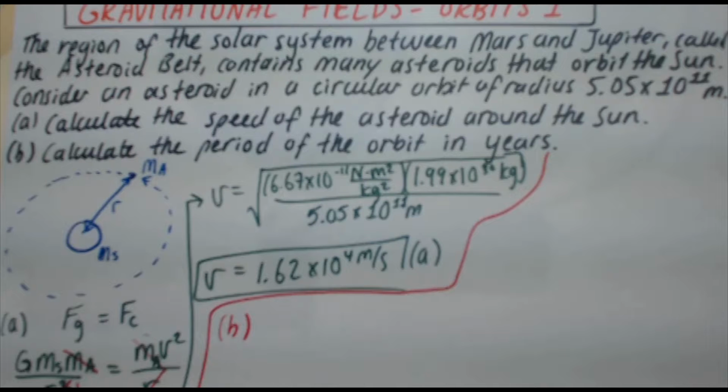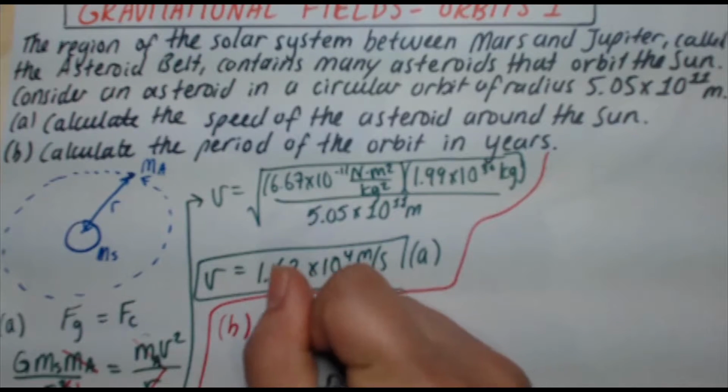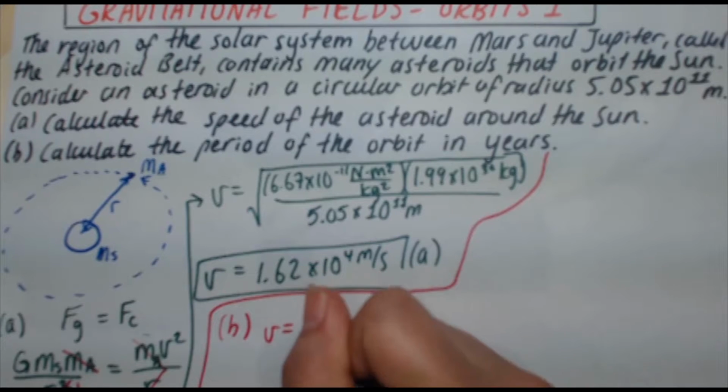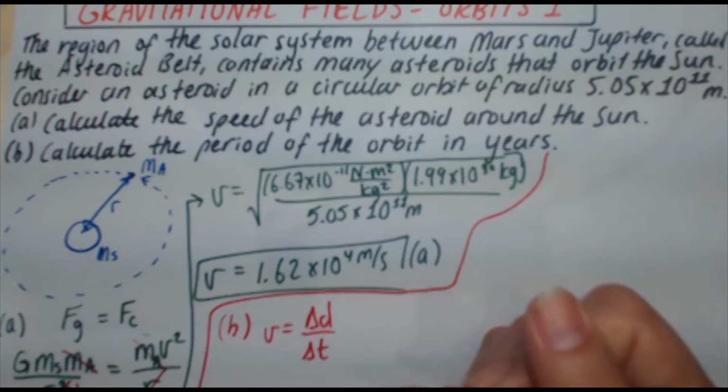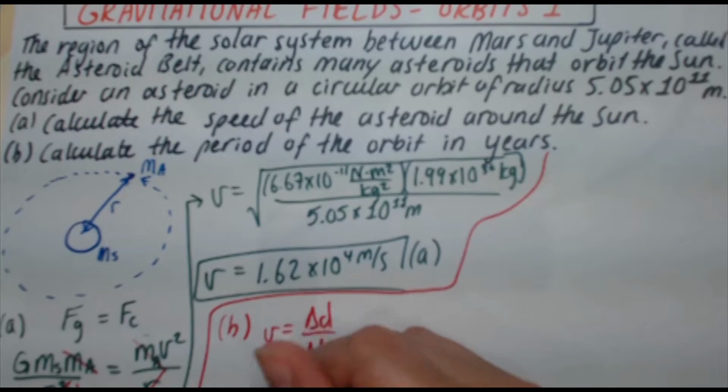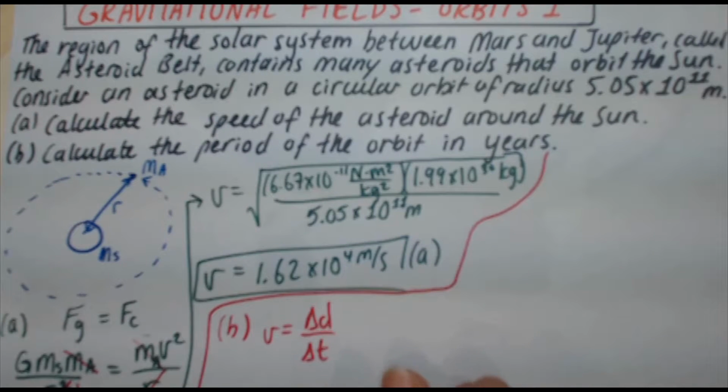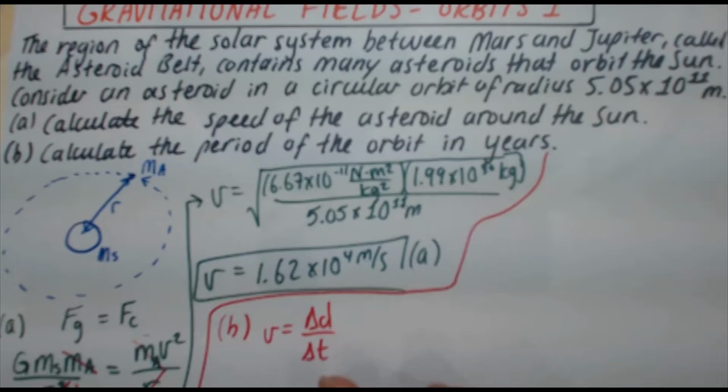So in order to solve this, you want to think back to the original kinematics formulas, and that is that speed is equal to distance over time, probably the first formula you learned in physics. Okay, we know what the speed is. We're looking for time, but not time specifically. We're looking for a period, the amount of time to complete one cycle, one circular orbit around the Sun. So that's represented by capital T, the period.